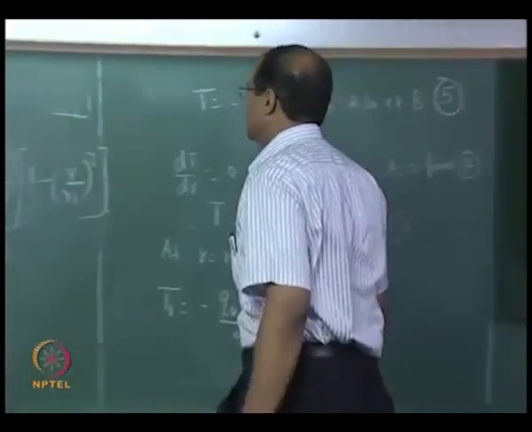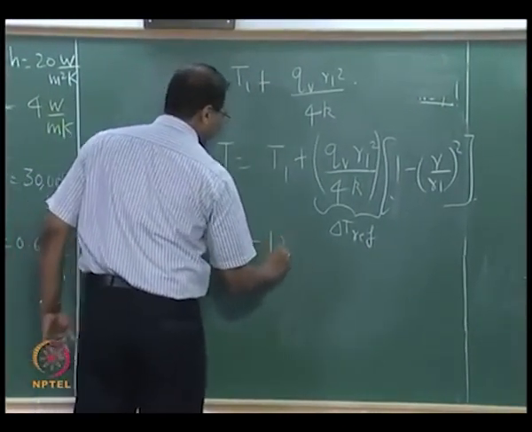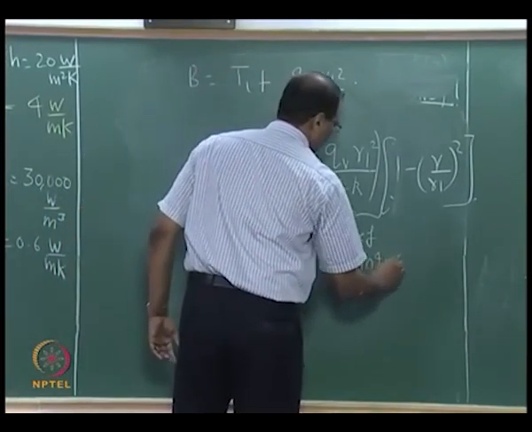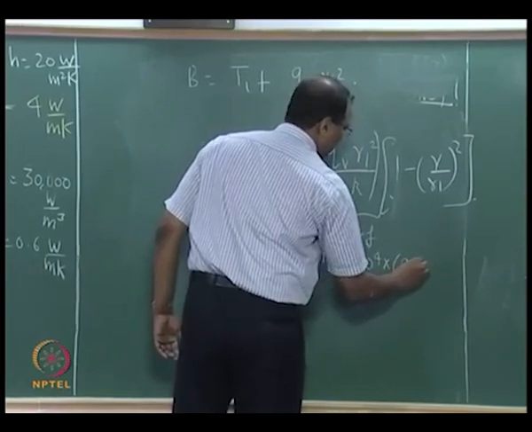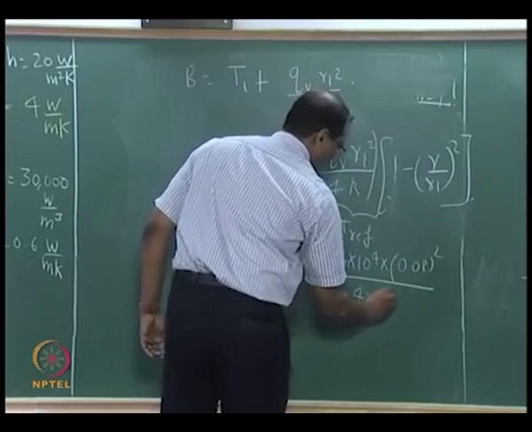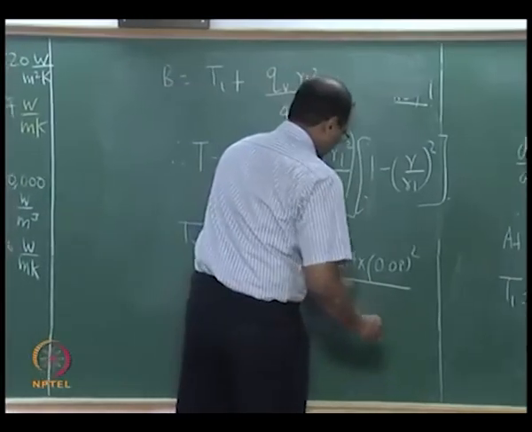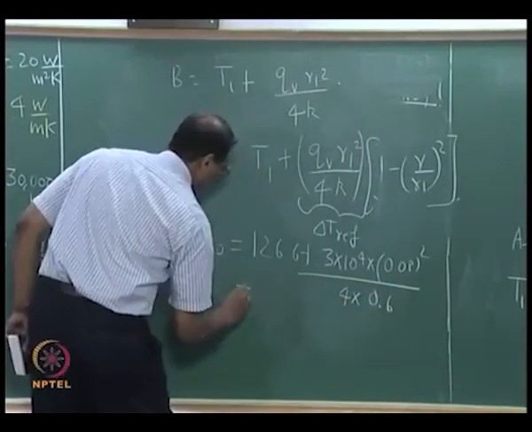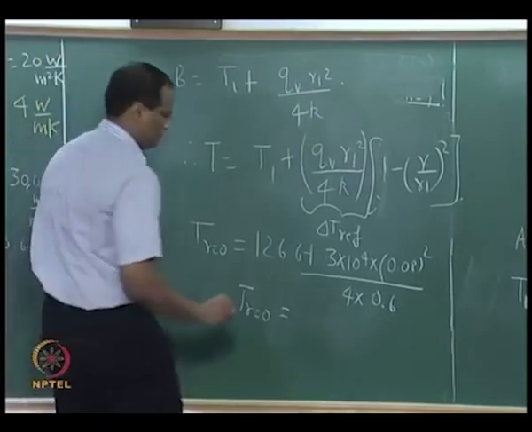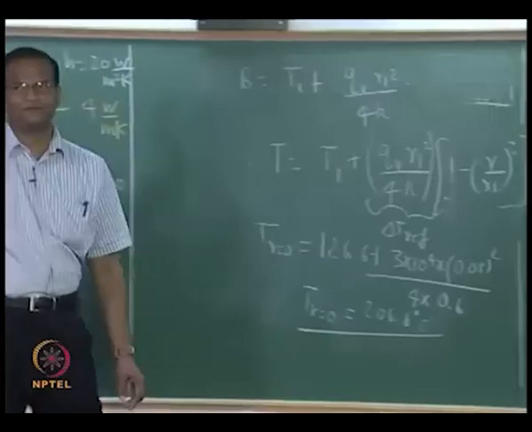Now we will work out the temperature T center, T at R equal to 0, equal to 126.6 plus. R1 was what, 0.08, correct, 0.6. How much was it? Pretty safe.